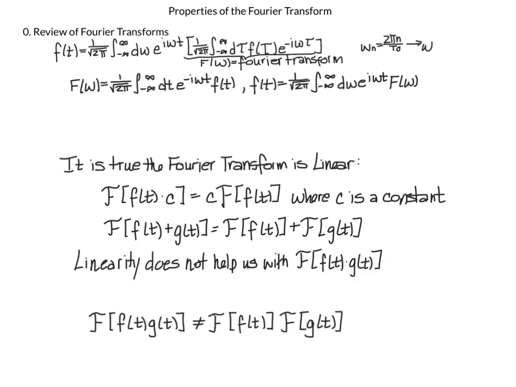Linearity, however, does not help us with things like a function of t times another function of t, unless one of these is a constant. But if it's a full-on function of t, in general, we cannot do this separation of pulling this out. The Fourier transform of f times g of t does not equal the Fourier transform of f times the Fourier transform of g.